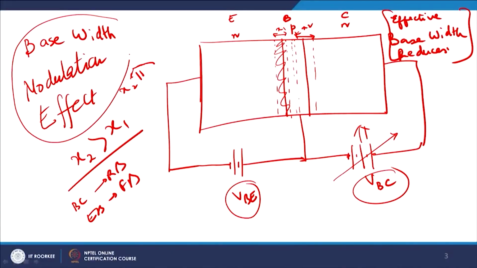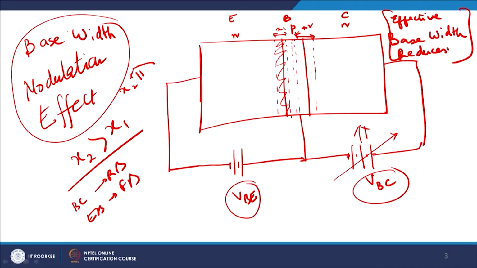So, for a higher value of VCB, I would expect to see a higher change, not because of a large electric field, but because of a reduction in the effective base width, which effectively means that the recombination of electron hole pairs will be minimized, and therefore more of the emitter current will reach the collector side, and at the collector side they will register a current. That is what is also known as the base width modulation effect.